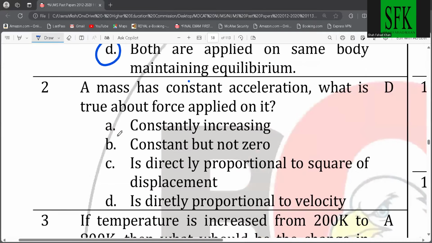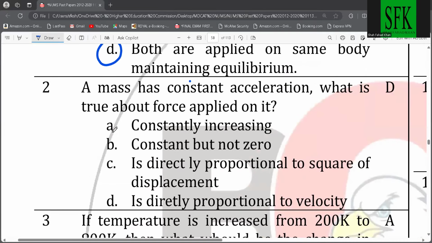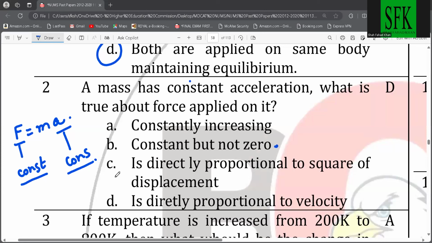Now, a mass has a constant acceleration. What is true about the force applied on it? So if F equals ma is Newton's second law formula that you know, and acceleration stays constant, then the force has to stay constant as well, because the mass doesn't change either. So both of them have to stay constant. So what happens to the force? It has to stay constant, but because the acceleration is constant, we don't know if it is zero or not. But because no other information is given, we can just assume that it has to stay constant but not zero. This can be a possible answer.